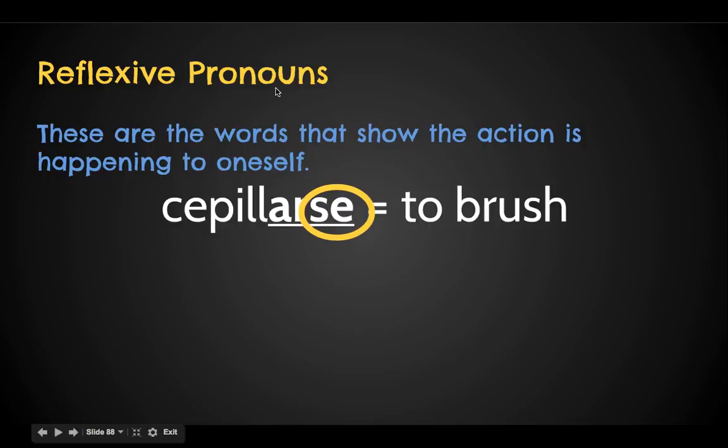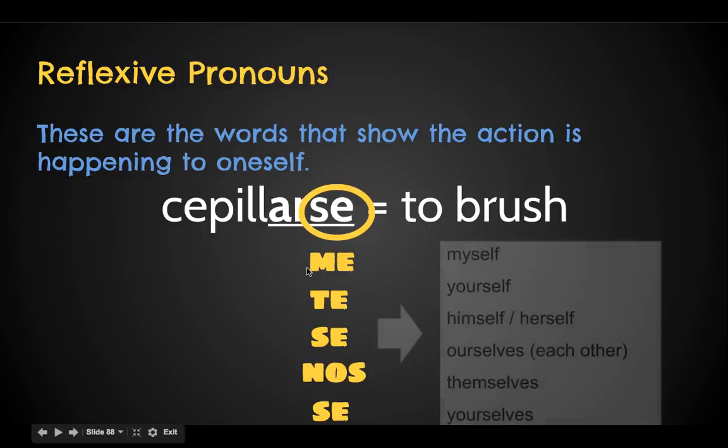A reflexive pronoun. The reflexive pronoun, that's what this se is called on the end. It's just a small word that shows that the action is happening to the person's self. So if we put these in sentences, the reflexive pronoun is going to change based on the person talking. So if I am brushing my own teeth, that becomes me cepillo los dientes.